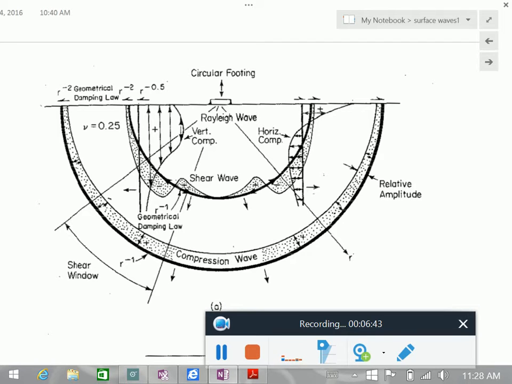Primary, because it comes first. So as you can see here, the thickness that you see represents the amplitude. So we can see that the amplitude is maximum just below the location of the loading. Shear wave has a much more complicated pattern. So this is a spherical, or in this case semi-spherical wavefront, and see how shear wave is kind of maximum around here, and actually in the middle is 0.